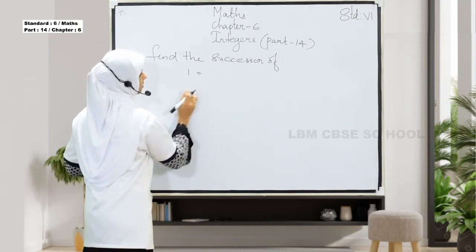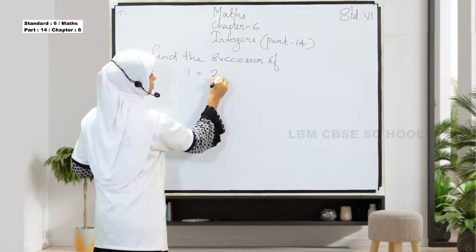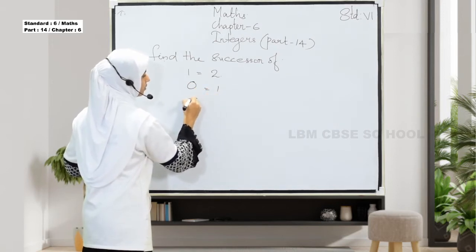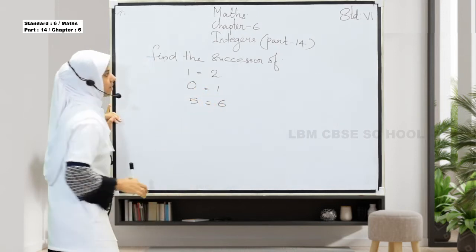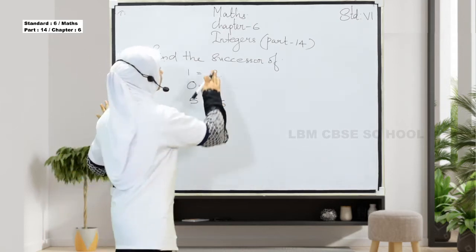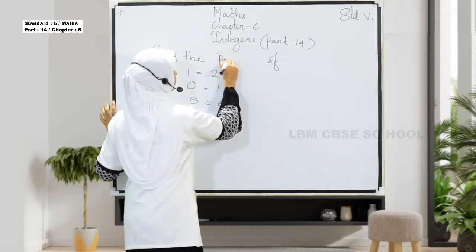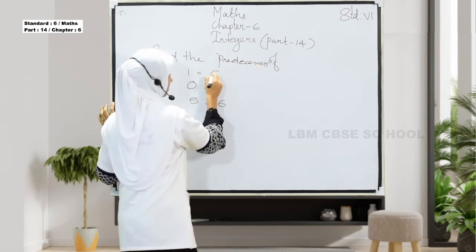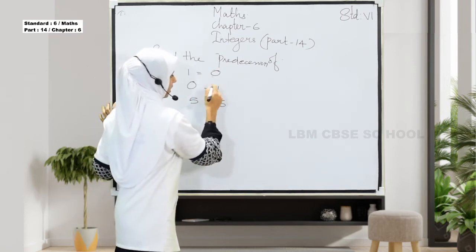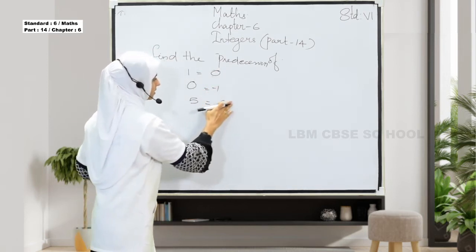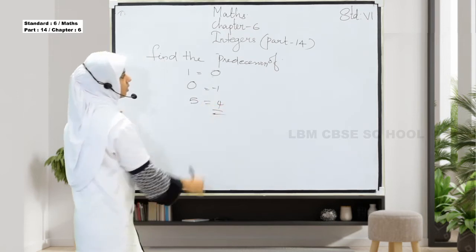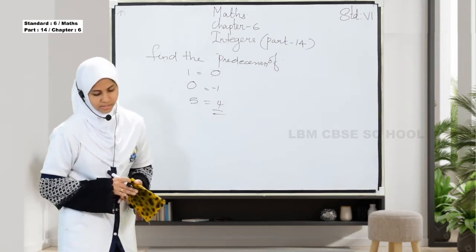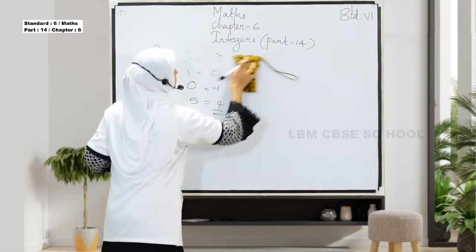1. 1-ന്റെ successor എന്താണ്? We know that 2. Then 0, 1. Then 5, 6, etc. That you all know. Then how to find the predecessor? Predecessor of 1 is 0. Predecessor of 0 is -1. Predecessor of 5 is 4. Okay, these are the examples for indicating the successor and predecessor of integers.